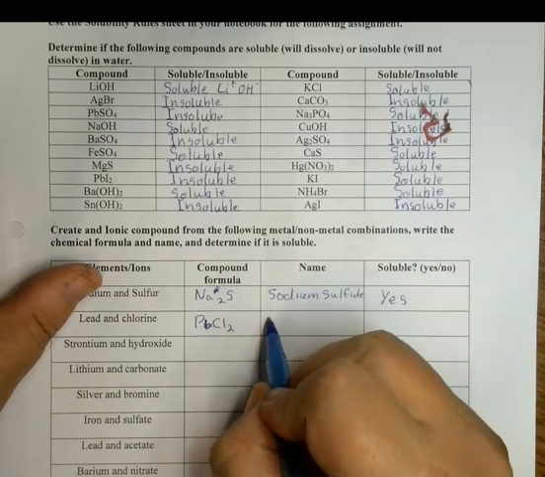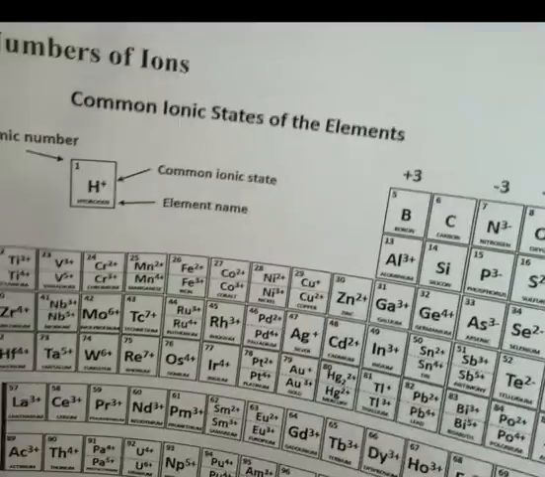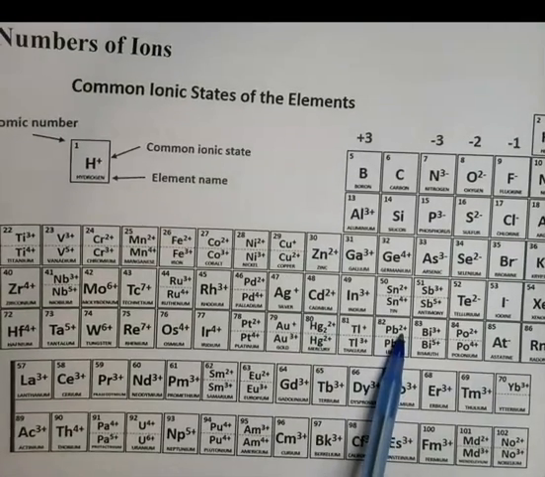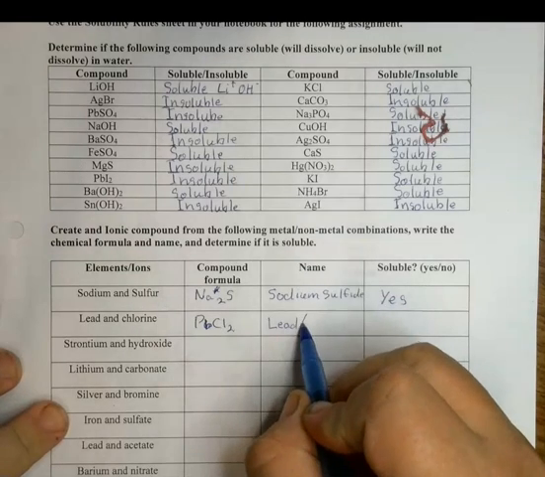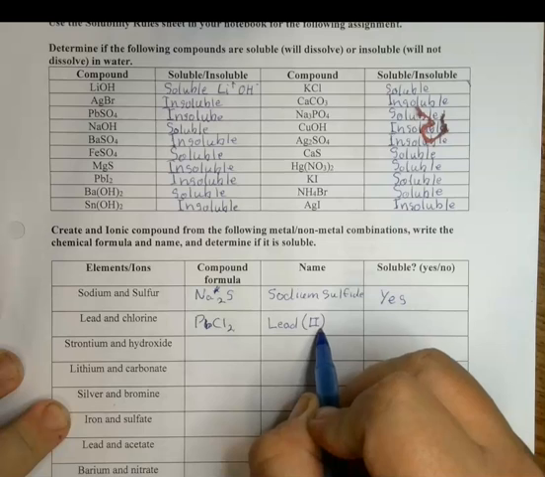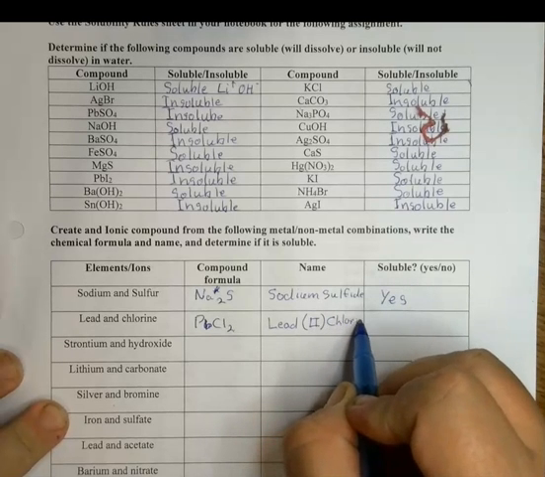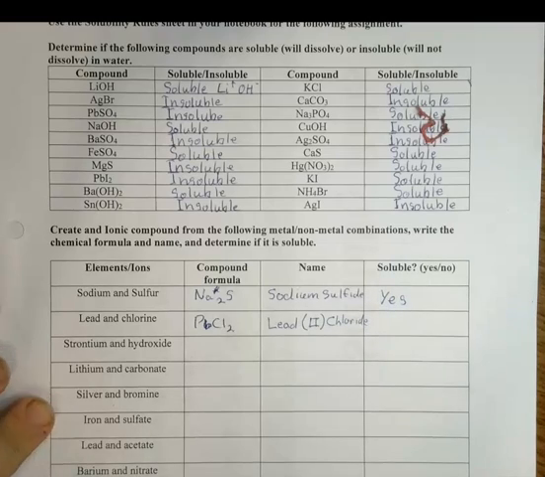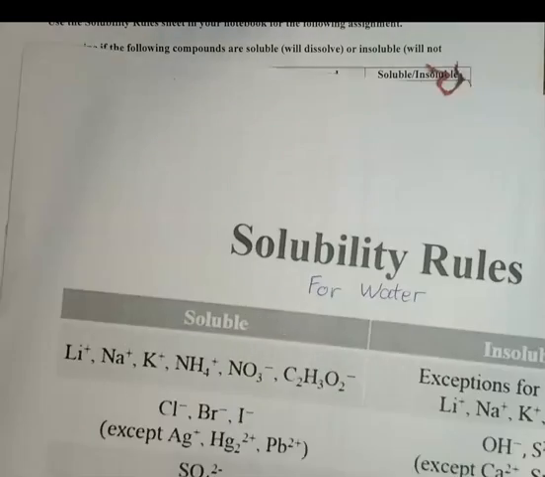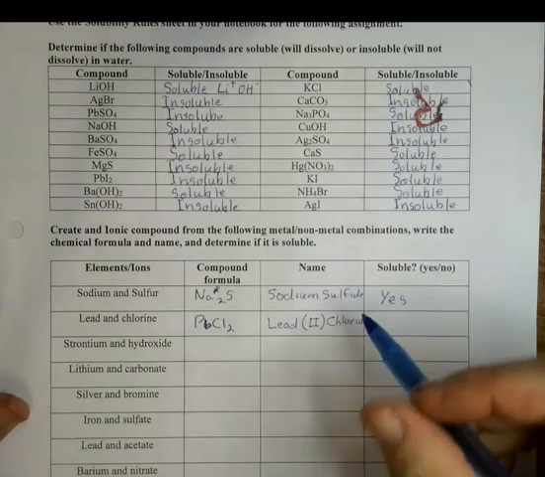Okay, and that's going to be lead. Now, if it has more than 1 charge, you have to use the Roman numeral. So it's lead-2. We could have done a lead-4, but I told you we want to stick with the simplest one. Lead-2 chloride. Okay, question now, is it soluble? We come over here and we see chlorine is soluble with everything except these 3, and lead is one of them. So that is not soluble.